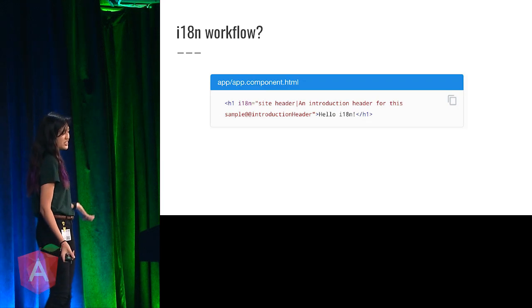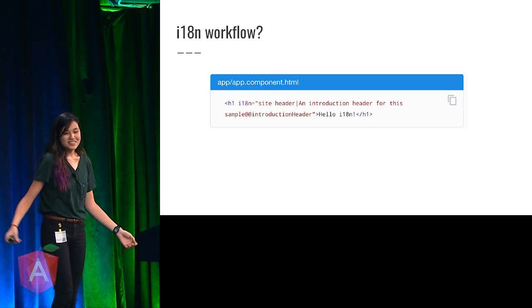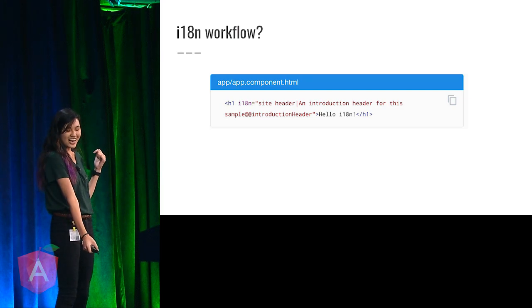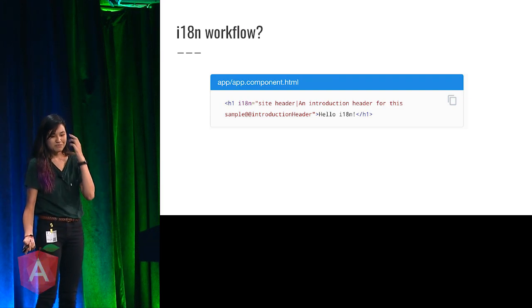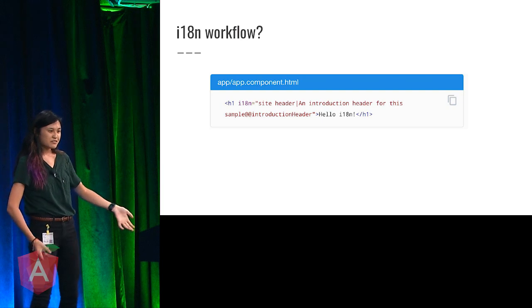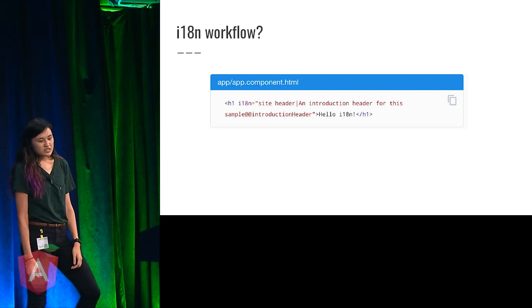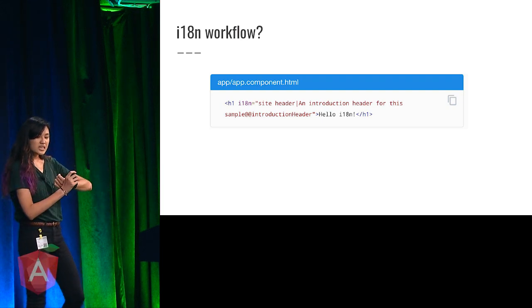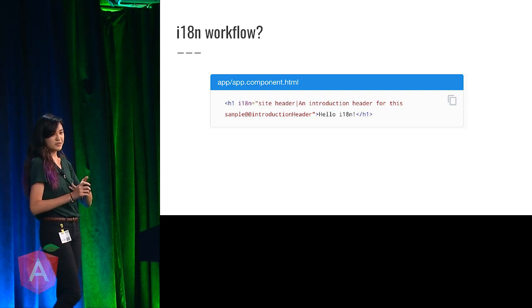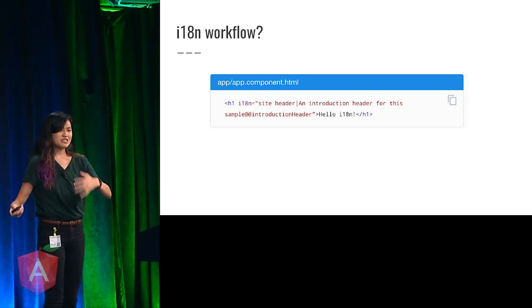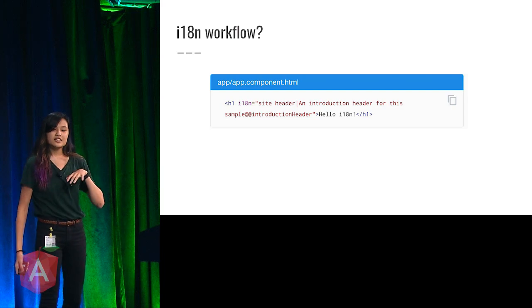So what is the workflow generally, for those of you who also do not know? You can attach an i18n property to a heading, for example. It'll include a meaning, description, and an ID, and the text you want to translate. So in this case, it's hello i18n.